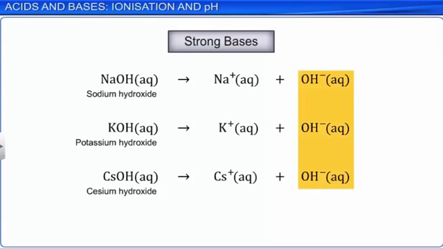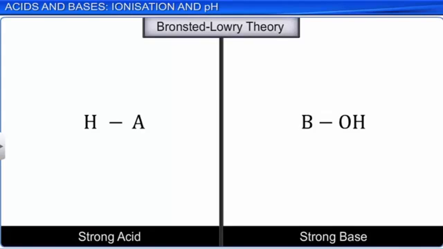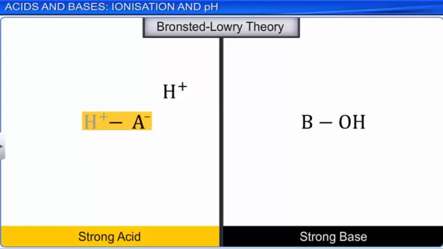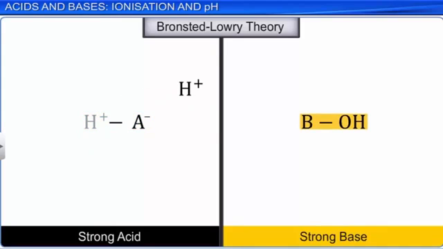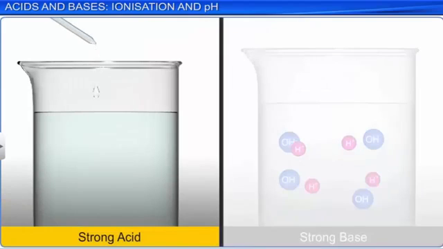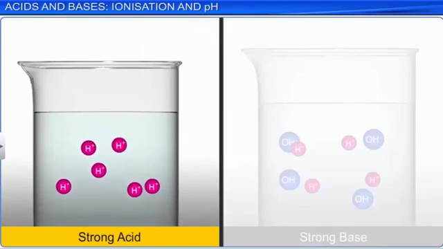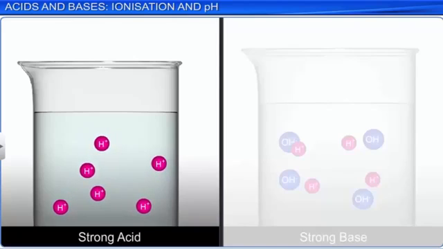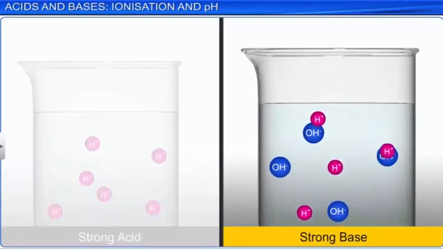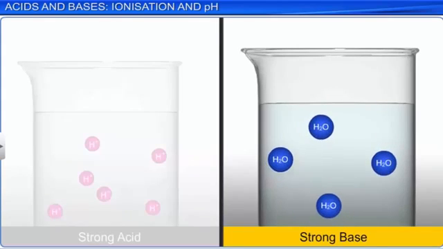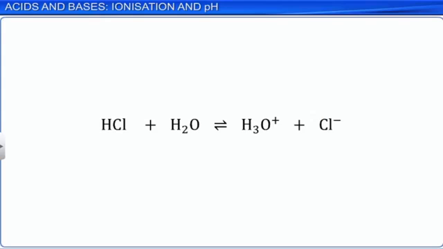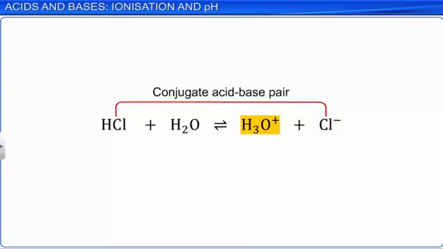In terms of the Bronsted-Lowry theory, a strong acid is one that readily donates the proton, while a strong base is one that readily accepts a proton. The greater the tendency of an acid to donate protons, the stronger it is. Similarly, the higher the tendency of a base to accept protons, the stronger it is. To understand the statement better, consider the ionization of HCl in water. You can see from the equation that Cl- is the conjugate base of HCl and H3O+ is the conjugate acid of the base H2O.